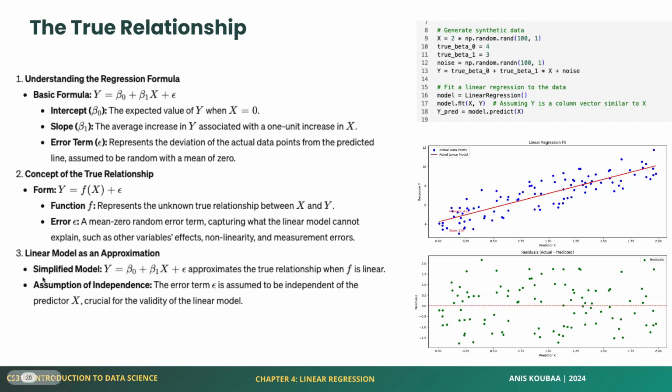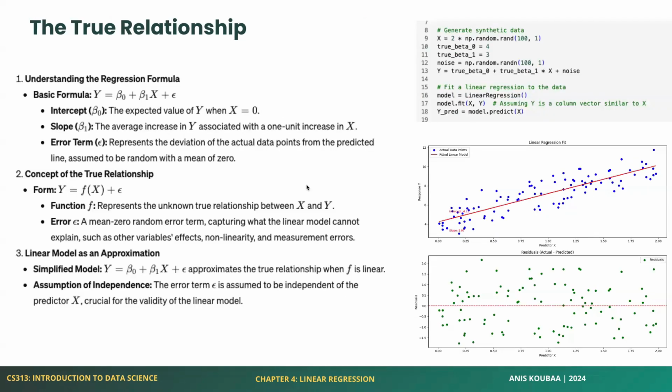And the objective here is to try to find an approximation of a linear regression model that will approximate the true relationship. So the true relationship is beta 0 plus beta 1 x. Okay, and we want to find the true relationship when f is linear. And this assumes that the term epsilon, which is the error, is independent of the predictor x. Okay, they are theoretically independent.